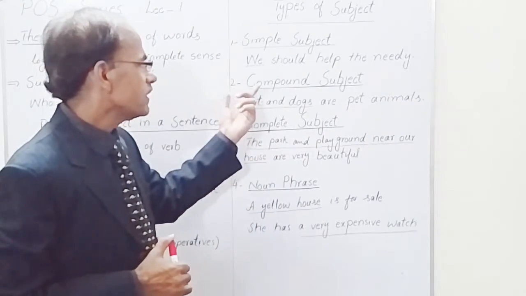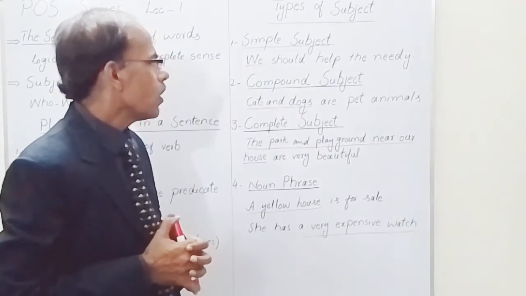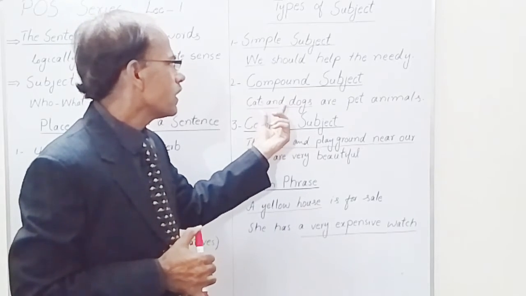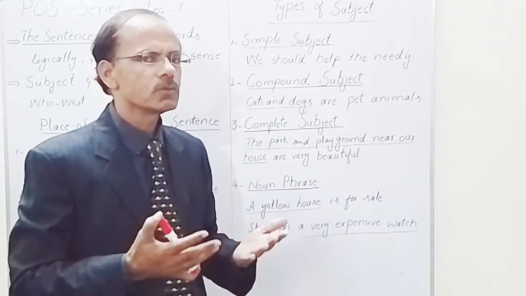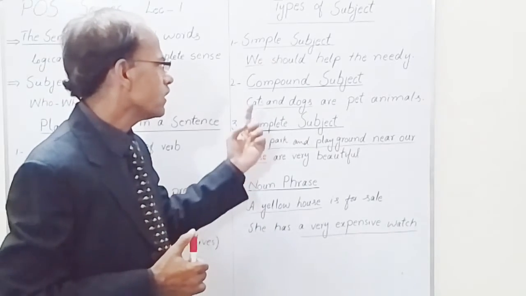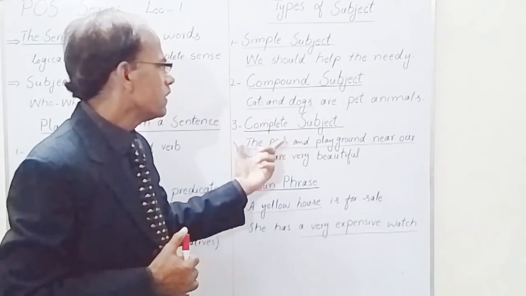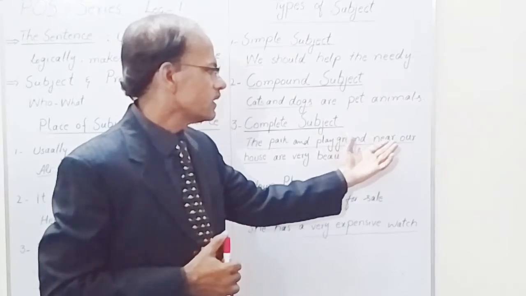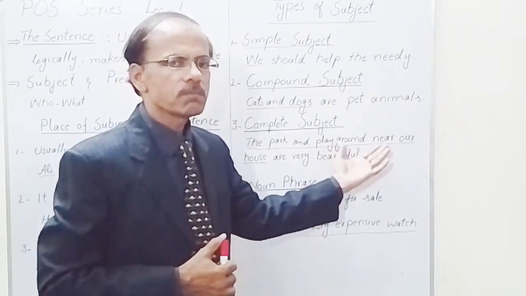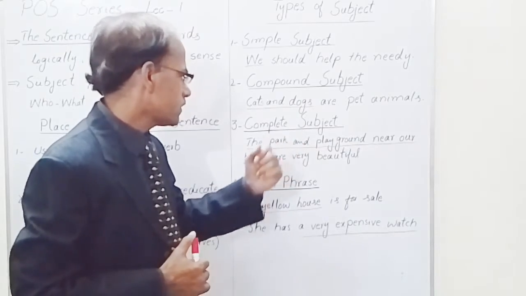Now how can we check whether it is a compound subject or a complete subject? When the nouns or pronouns are joined with the help of a conjunction, such as and, nor, or, and there is no extra information about the noun or pronoun, then it is a compound subject. If there are some more extra modifiers that explain the nouns or pronouns, then this one will be the complete subject.